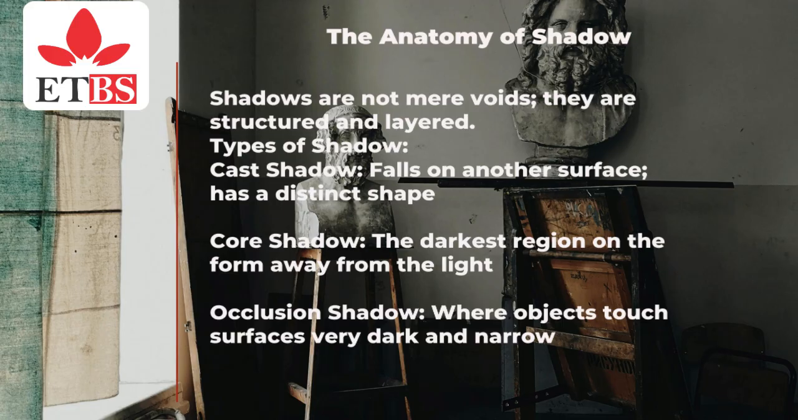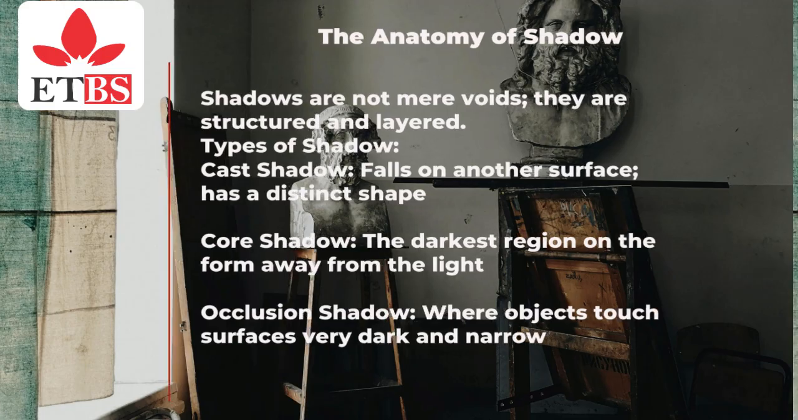Occlusion shadow: where objects touch surfaces, very dark and narrow. Reflected light: light bouncing off surrounding objects into the shadow areas. Shadow behavior. Sharp shadows result from small, strong light sources. Soft shadows come from diffuse or larger light sources. Shadow edges reveal the nature and distance of light.